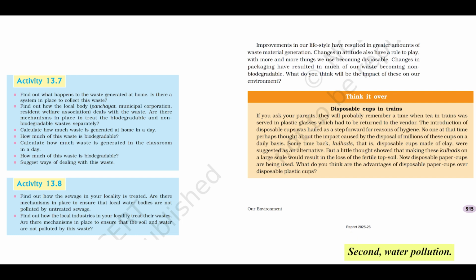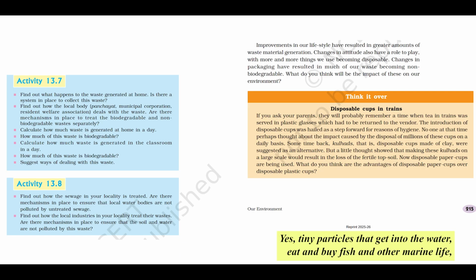Second, water pollution. Waste often ends up in rivers, lakes, oceans. Plastics float, block sunlight for aquatic plants, harming the food web. Worse, plastics break down into tiny microplastics. Microplastics, I've heard about those. Yes, tiny particles that get into the water, eaten by fish and other marine life, and then potentially by us when we eat seafood. The long-term health effects are still being studied, but it's a major concern.